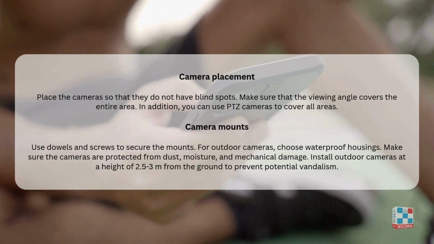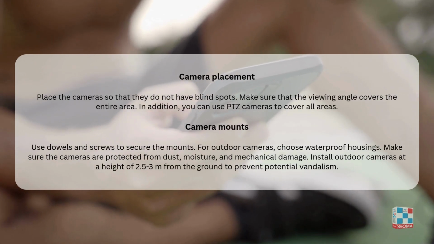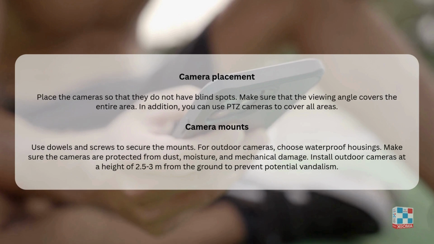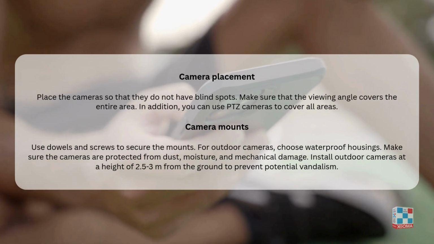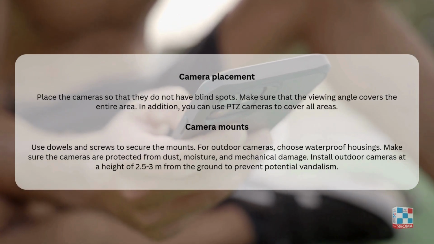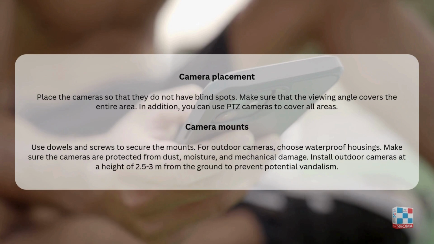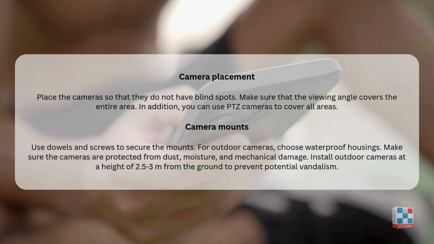Camera mounts. Use dowels and screws to secure the mounts. For outdoor cameras, choose waterproof housings. Make sure the cameras are protected from dust, moisture, and mechanical damage. Install outdoor cameras at a height of 2.5 to 3 m from the ground to prevent potential vandalism.